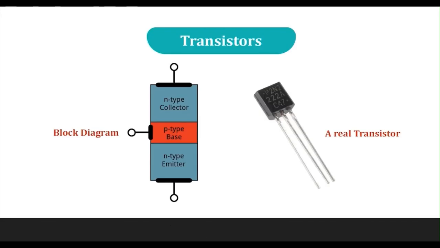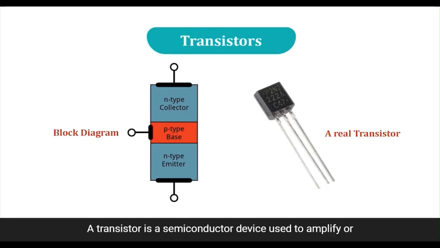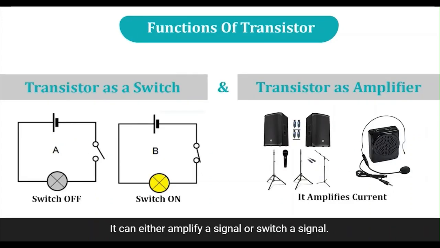What are transistors? A transistor is a semiconductor device used to amplify or switch electronic signals. Transistors are one of the basic building blocks of modern electronics. It is a miniature electronic component that can do two different jobs. It can either amplify a signal or switch a signal. When it works as an amplifier, it takes a tiny electric current at one end and produces a much bigger electric current at the other end. And when it works as a switch, the smaller current switches on the larger one.